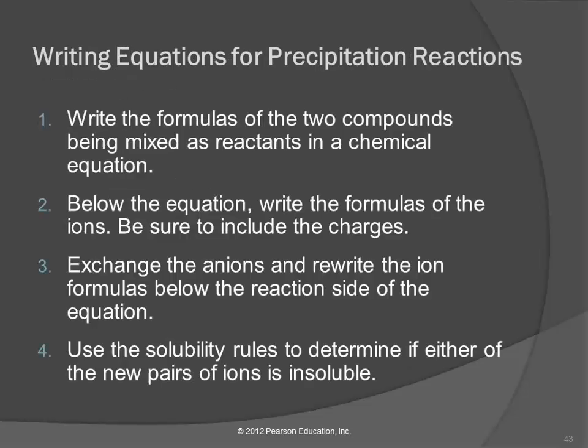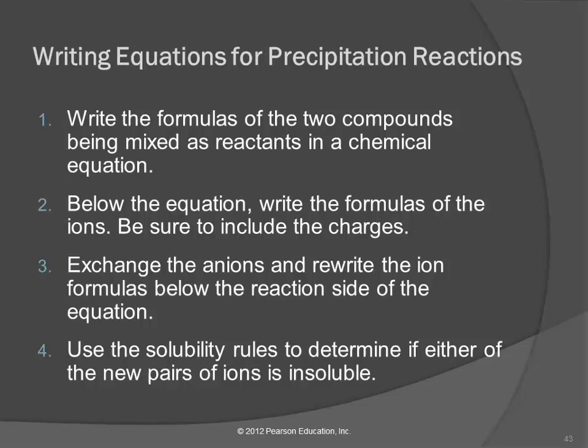So here are steps for writing equations for precipitation reactions, and this is what's going to help you do that worksheet. First of all, write the formulas of the two compounds being mixed. Then below the equation, write the formulas of the ions. Okay, so this kind of goes back to Chapter 5 nomenclature stuff. You have to be able to write the ions with their charges. And then you're going to swap partners and see what happens. Okay? So, maybe they're out on the dance floor and it's like, can I cut in? And they switch partners to see what happens.